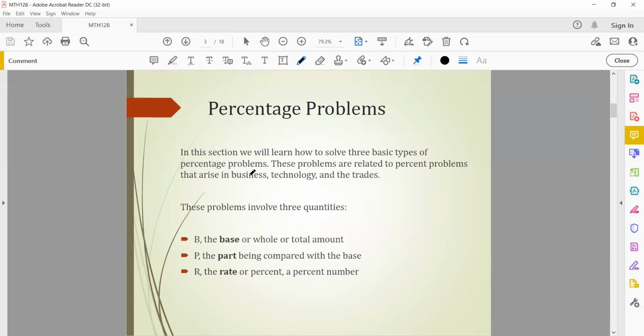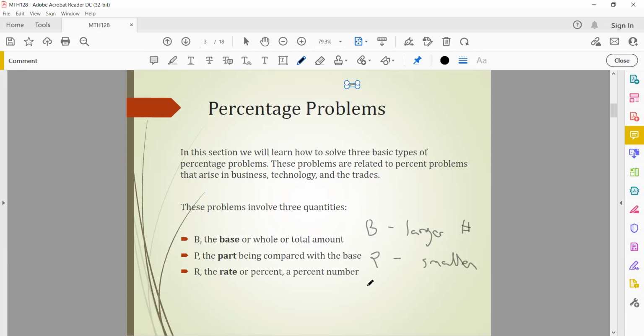Okay, so these are the 3 quantities. The first one is called B, and that is called the base, and that will be a larger number within the problem. So B is a larger number. P, on the other hand, is a smaller number. So P represents part, so smaller number. And we'll go through an example of this in a second.